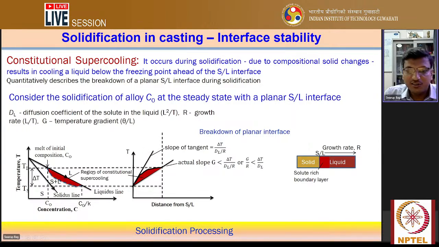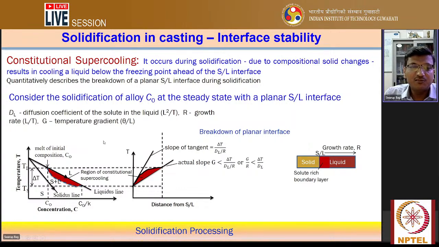Now, if you plot it here over the range of delta T, of course in between the solidus and liquidus temperature, and look at the second figure, here the actual slope is there, that means in equilibrium conditions. But due to the presence of the constitutional supercooling, the slope at this particular point is different, and this slope is higher than the actual slope. So the actual slope is equal to G.